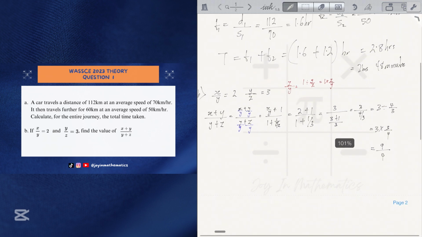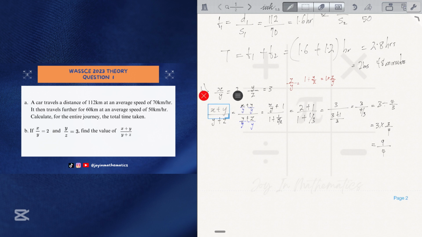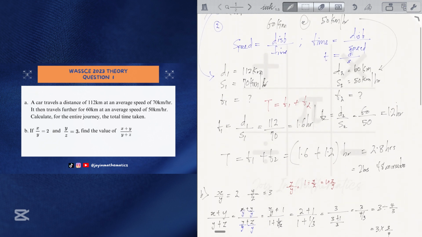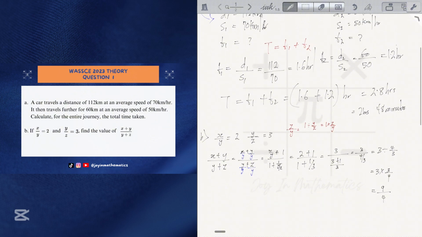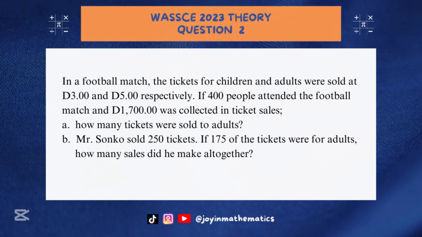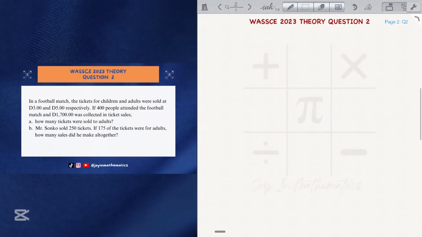So you can see how we came from x plus y to x over y plus y over y, where we divided the numerator and denominator by y. So this is for question 1. Let's proceed to question 2. Now let's proceed to question number 2.